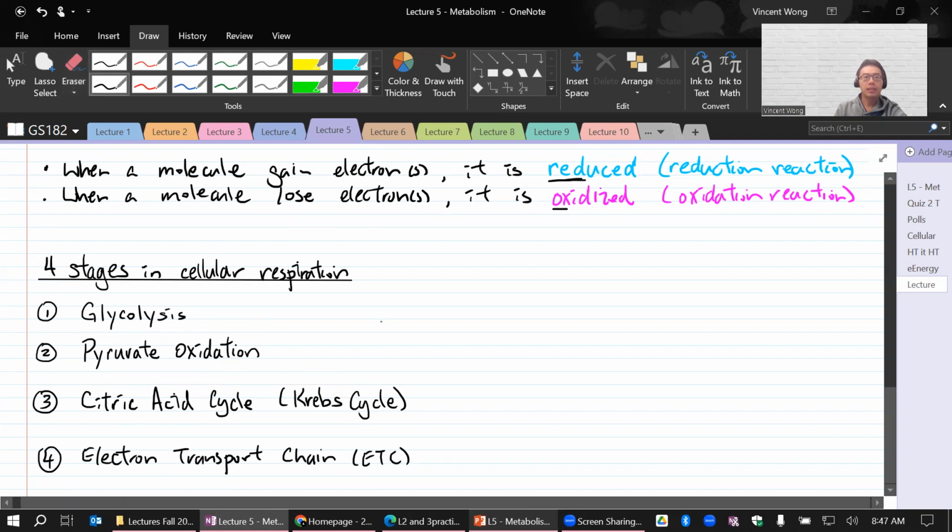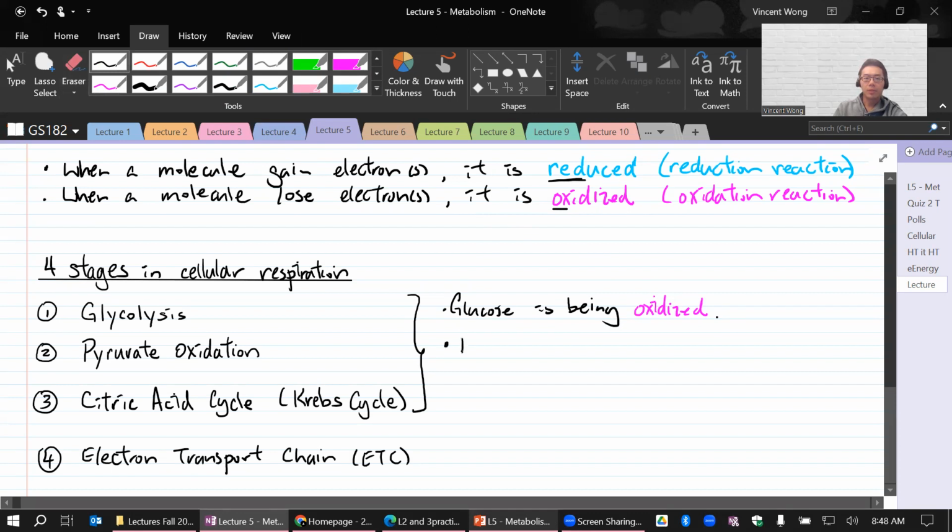several steps. And here is the key thing to remember. Okay, stage 1, 2, and 3, glycolysis, pyruvate oxidation, as well as citric acid cycle, right? These are the steps where we will be oxidizing glucose. Glucose is being oxidized. What does it mean? When something is being oxidized, that means we are removing electrons from it.